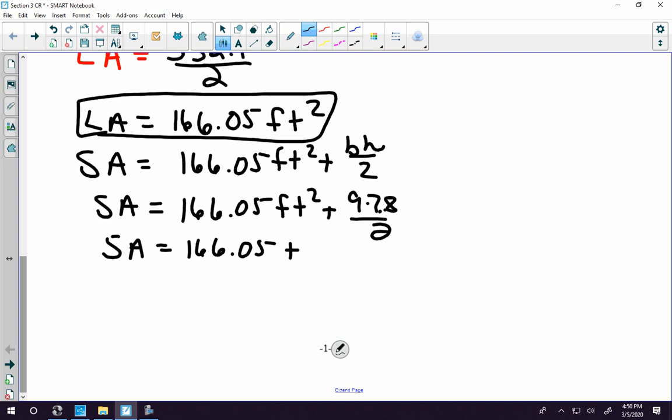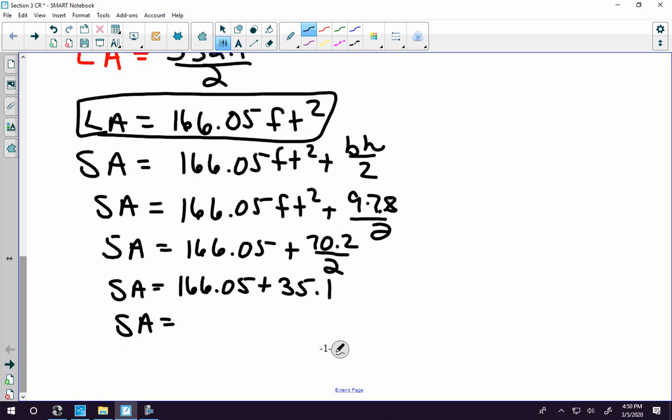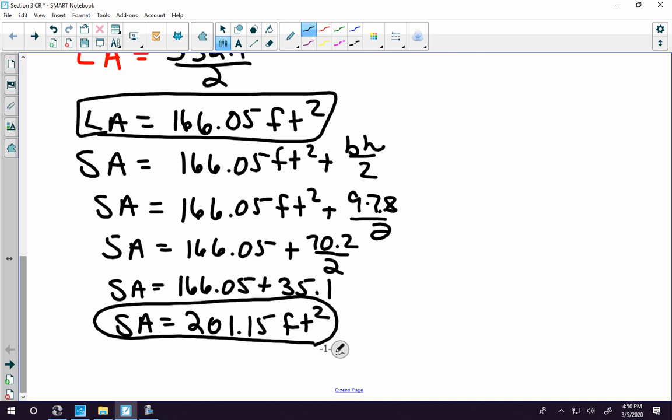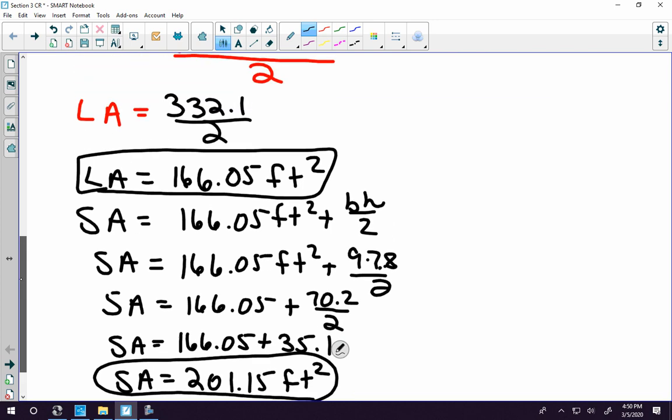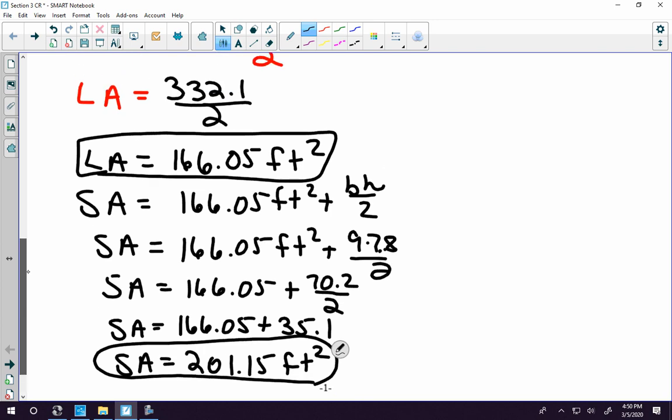Okay, it's going to give us 70.2. We've got to get half of that. So our surface area of the pyramid in number 1 is going to be 166.05 plus 35.1. So our surface area is going to be, let's see, 166, 196, 201.15 square feet. Okay, so that is the total surface area of the pyramid in number 1, 201.15 square feet.